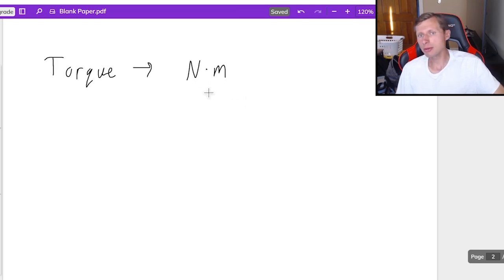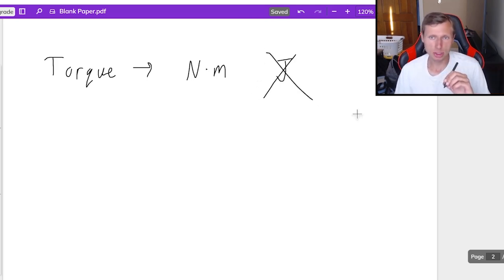Now the funny thing about these units is that the newton times meters is actually technically the same thing as a joule, capital J, for energy and work. However, do not ever write capital J as your units for torque. They will not accept it.